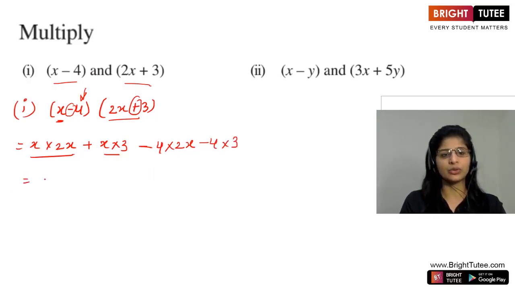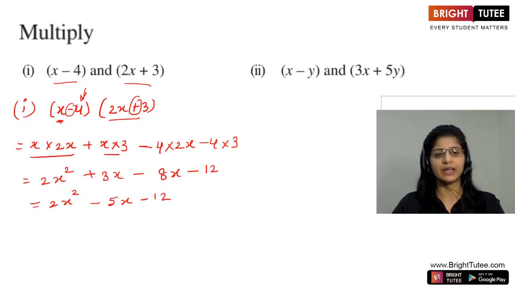So 2 into x becomes 2x square. Okay, then we have 3x minus 8x and minus 12. So just see 2x square. Then what do we have? 3x minus 8x gives us minus 5x minus 12.